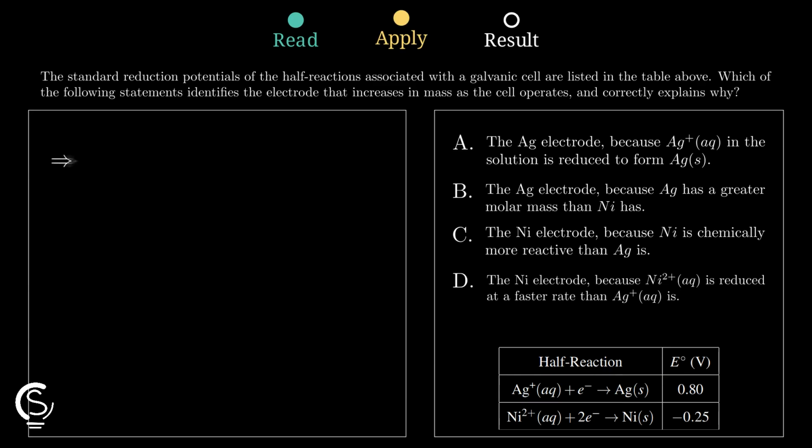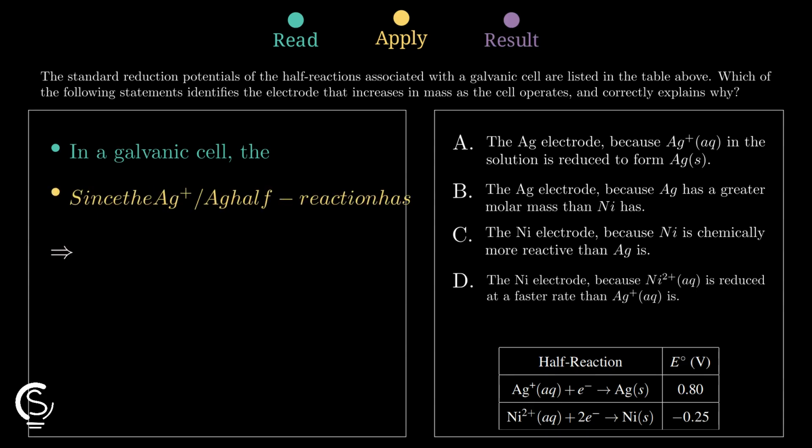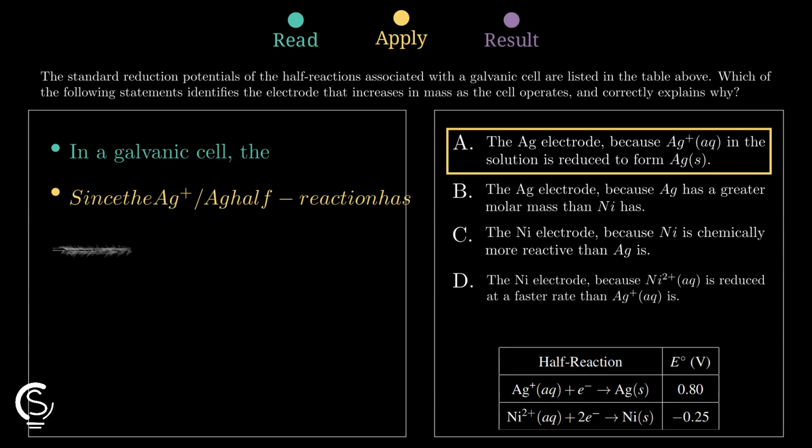Since the silver half reaction has a higher reduction potential than nickel, silver ions will be reduced. These silver ions gain electrons to form solid silver, which then deposits onto the electrode. This deposition of solid metal directly increases the mass of the silver electrode. That makes option A our final winner for this chemistry problem.